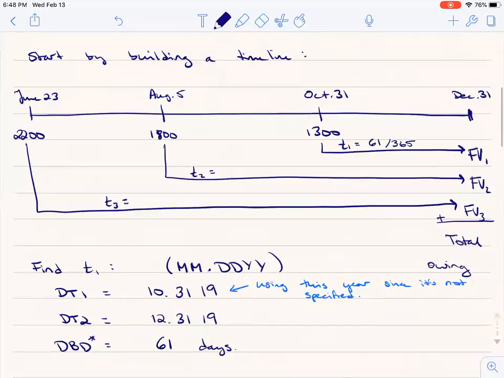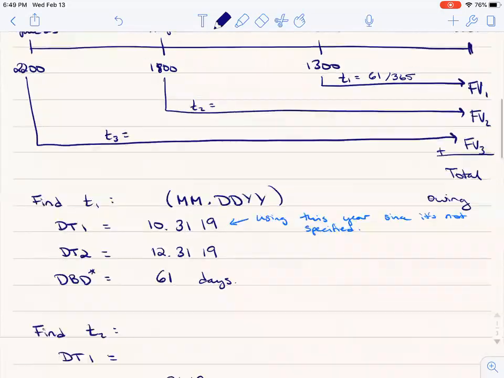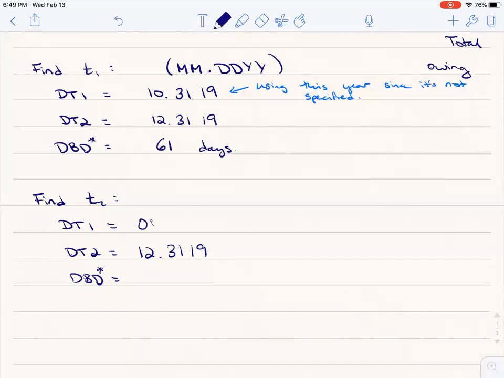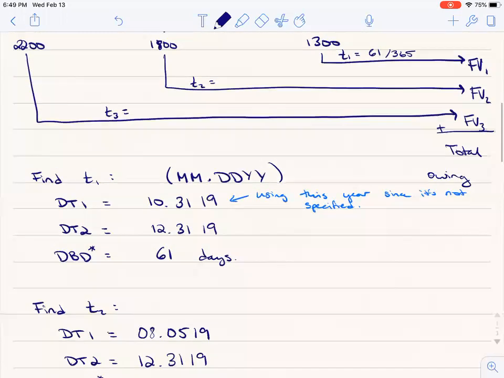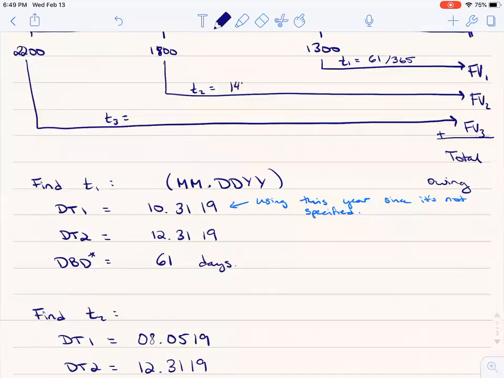So for T2, we're going from August 5th. Right? So August is 08, 05, 19. 08.0519, enter. Make sure date 2 is okay, it is, and then days between dates compute, I get 148. So here I'm going to say 148 divided by 365.